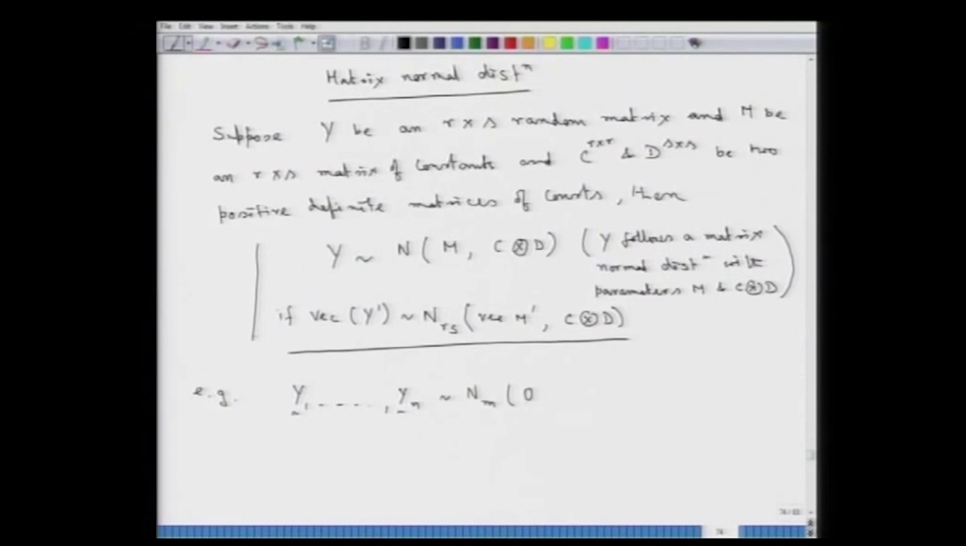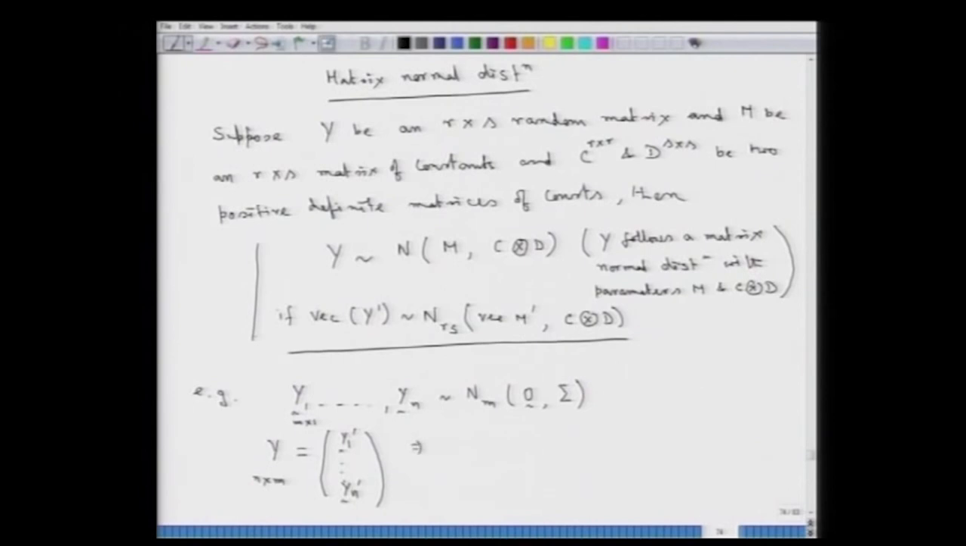m-dimensional distribution with a mean vector 0 and a covariance matrix sigma. Then let us define the Y matrix to be the following: Y1 prime, Y2 prime, ..., Yn prime. So, this is going to be a matrix. Now, each of these is an m by 1 vector. So, this is a row vector of how many columns? m. So, this is going to be an n by m matrix.